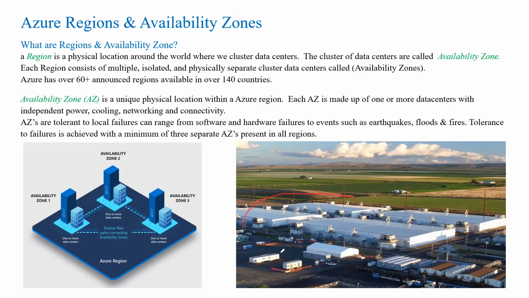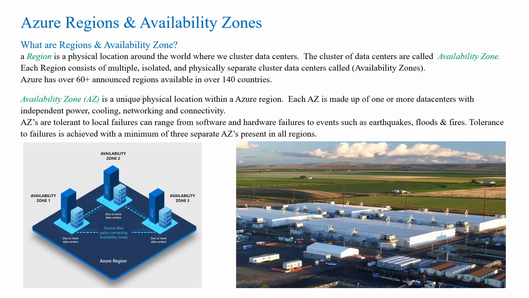All these 4 data centers will have one common IP address. And beneath that, we can create our own VNet, that is a virtual network, and we can create as many VMs, virtual machines, as we want. Likewise, there will be a minimum of 3 availability zones in one Azure region. And we have 60 plus announced regions available across 140 countries in Microsoft Azure.